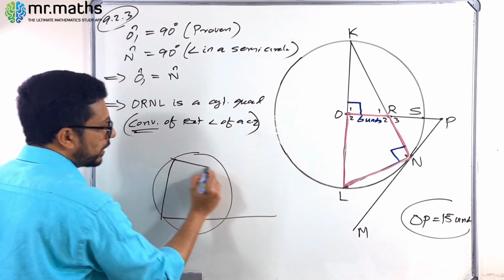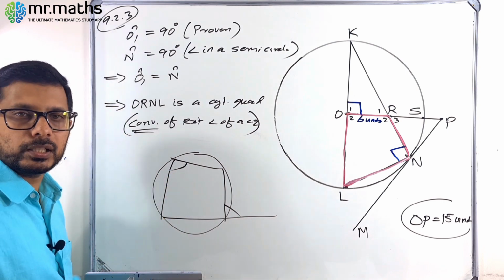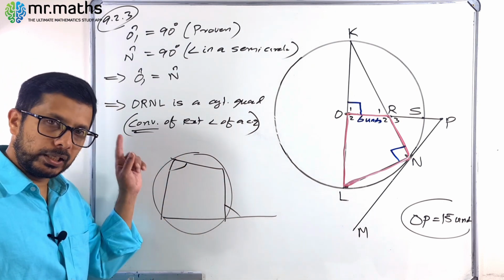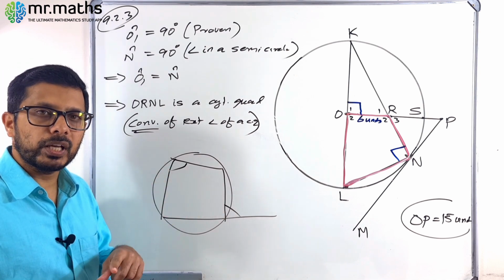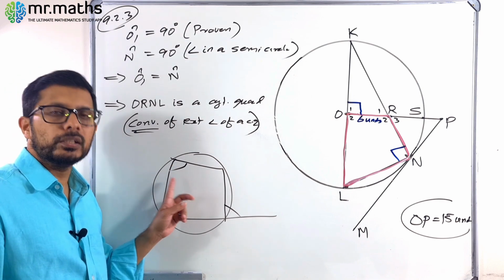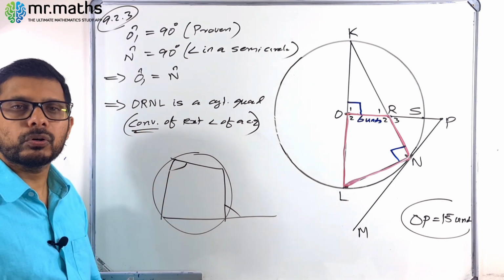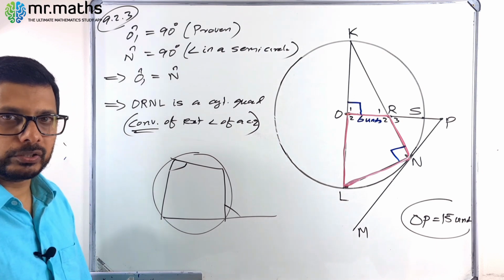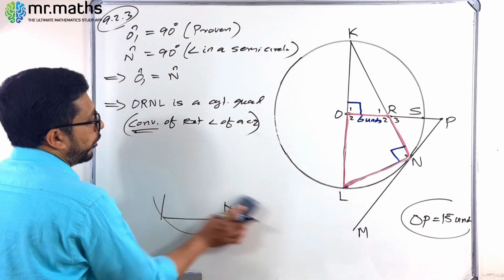In a cyclic quadrilateral, the exterior angle is equal to the opposite interior angle. This is the theorem you studied. But here what we are saying is, since the exterior angle is equal to the opposite interior angle, this one is a cyclic quadrilateral. That is why you must write converse, otherwise you will lose 1 mark. Okay, so that is question number 9.2.3.